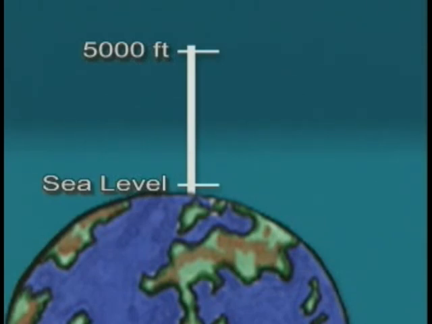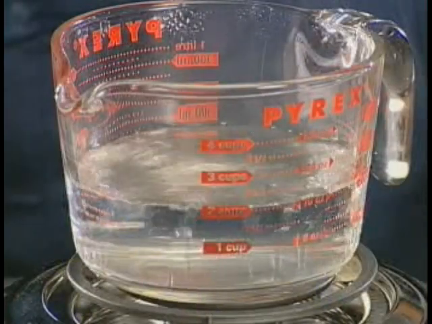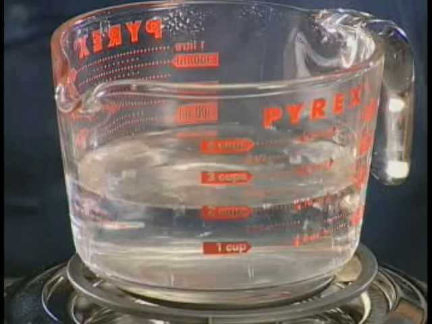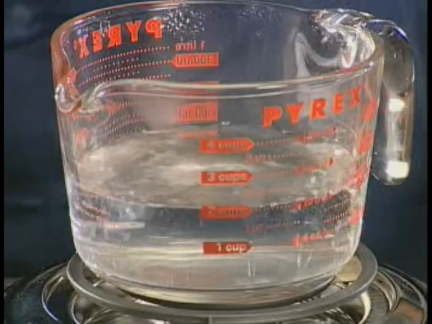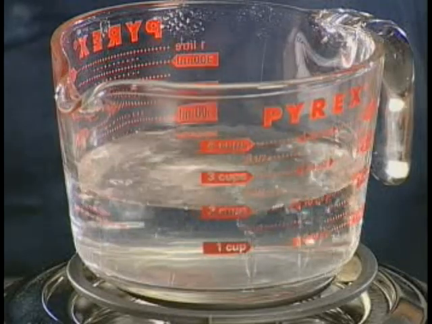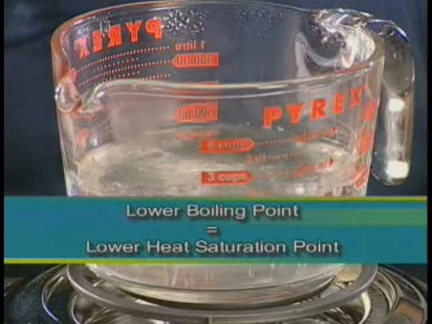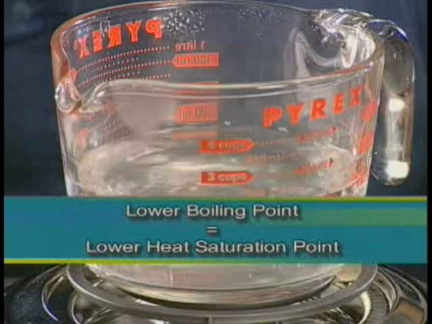Atmospheric pressure at sea level will require a water temperature of 212 degrees Fahrenheit to overcome that pressure and transform the liquid to a gas. If the pressure is lowered, there is less resistance to electron movement. At an elevation of 1 mile, the atmospheric pressure is less, and water will boil at roughly 203 degrees Fahrenheit. Water will boil when it reaches its heat saturation point. That is, when it has absorbed all of the heat possible under the circumstances. The lower the boiling point, the less heat is transferred because the heat saturation point is lower.